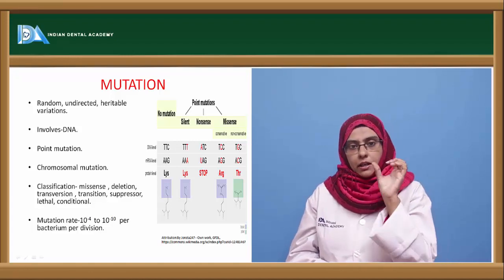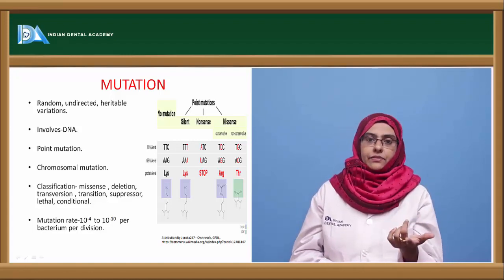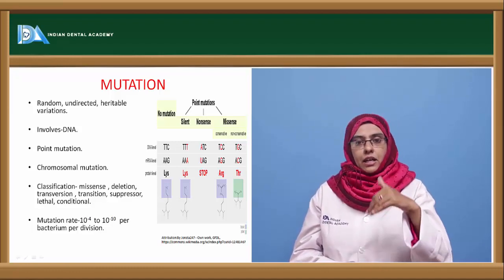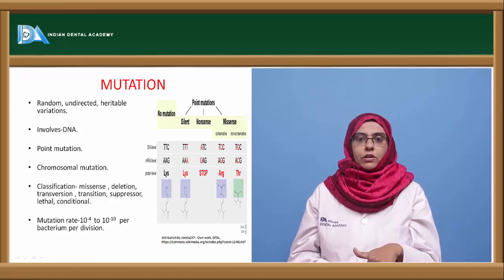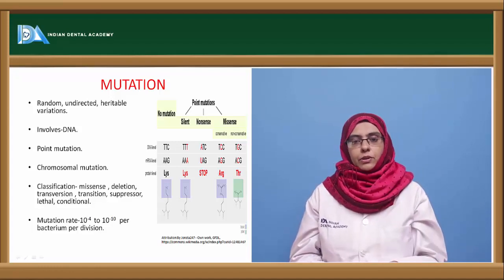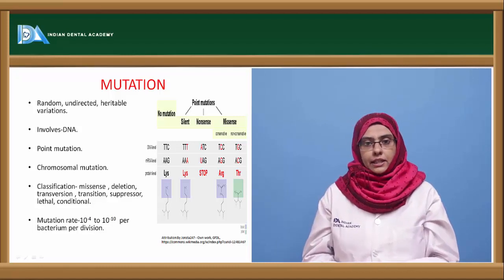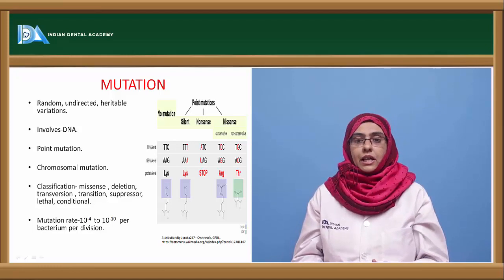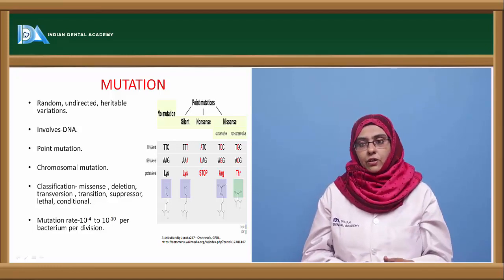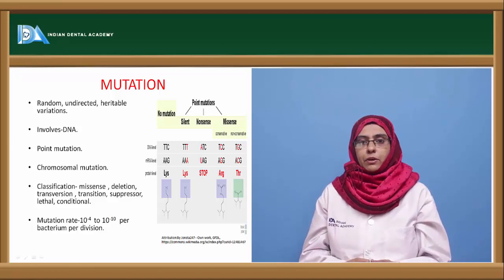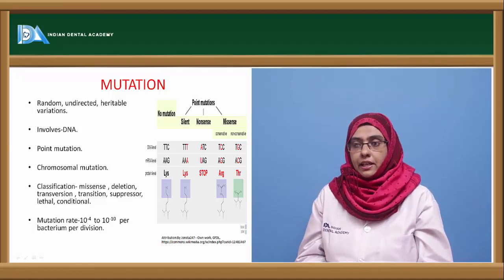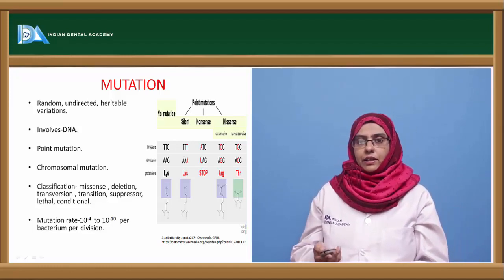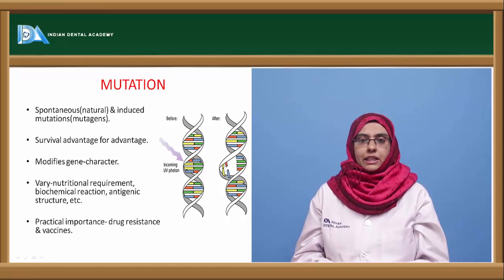And here the bases might undergo tautomeric shift, that is, one change in the base configuration can add a wrong base in the daughter DNA molecule. So that is leading to the mutation in a DNA molecule. And here the mutation rate is very low. The frequency of mutation taking place in a normal or natural condition is very low, about 10 to the power of minus 4 to 10 to the power of minus 10 per bacterial division. So it is a very slow phenomenon, or very low frequency phenomenon, that can be seen in the environment.